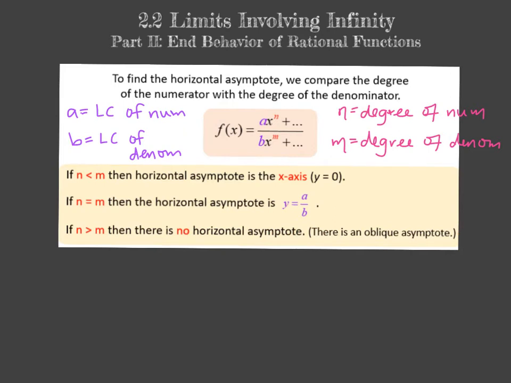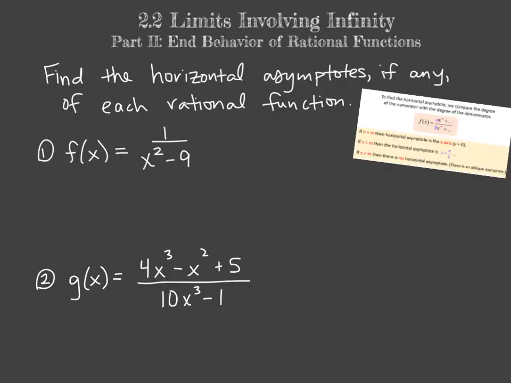Don't worry about the oblique asymptote. That just means our function is not bounded by a horizontal asymptote. It shoots off towards infinity. So please make sure you have these three rules written down, and we'll get into some examples to find the horizontal asymptote or say that there is none.